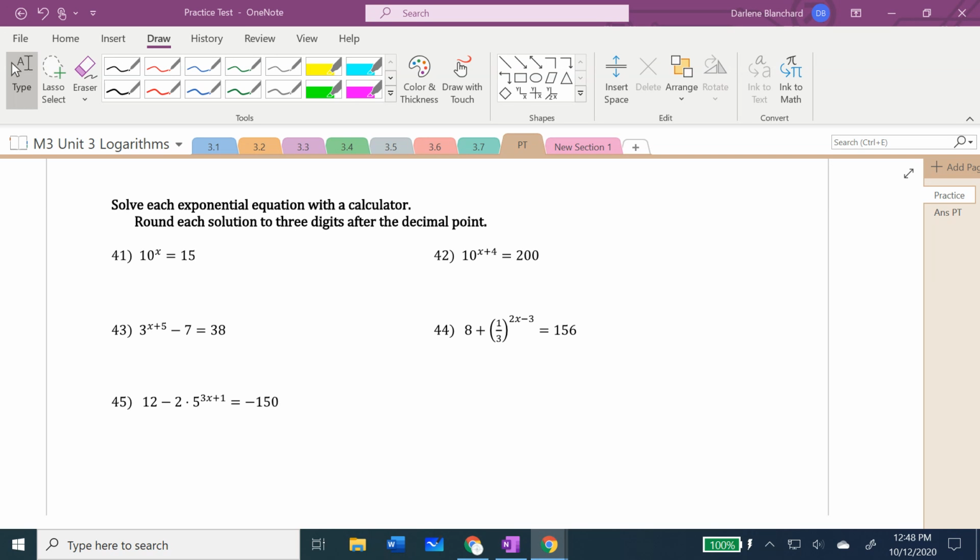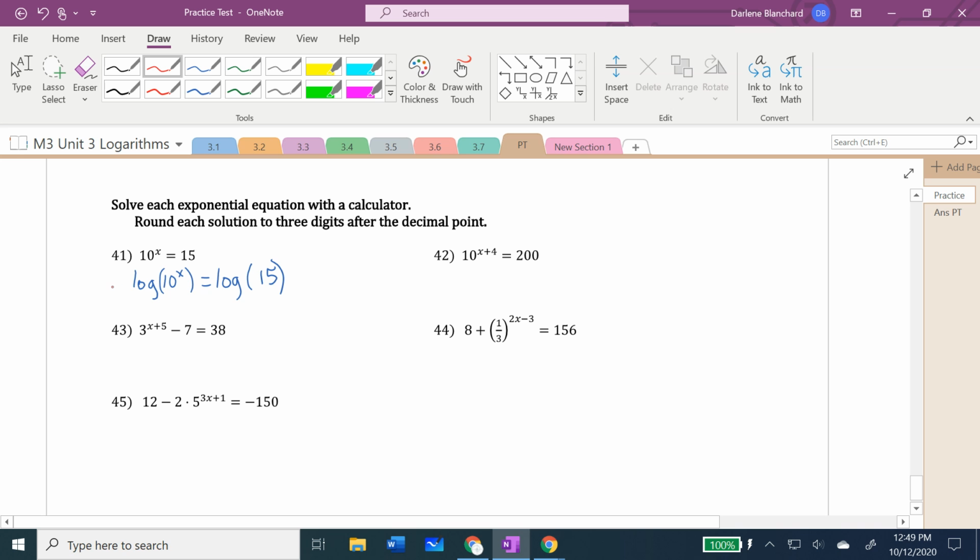All right, I am starting at the end with how to use your calculator. For number 41, you have 10 to the power of. To undo 10 to the power, you log base 10 both sides. But base 10 logarithm doesn't need to be written. So what I'm trying to do is just show I am taking log base 10 of both sides.